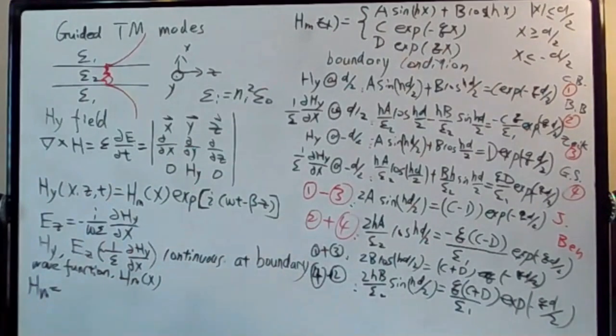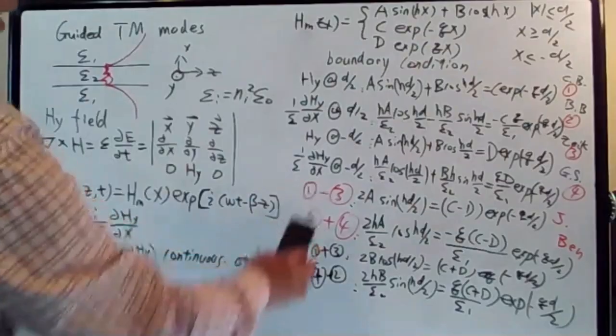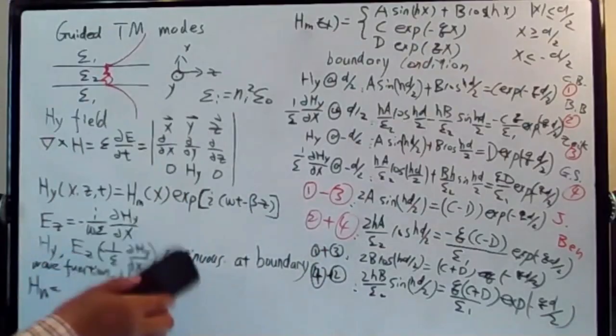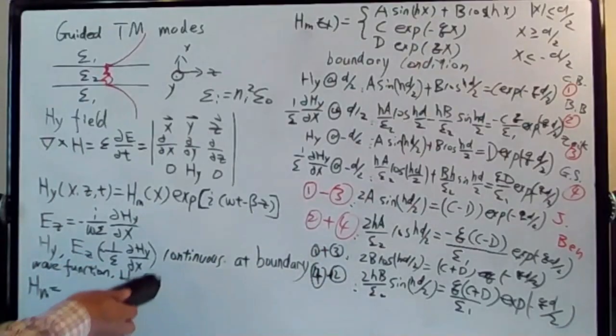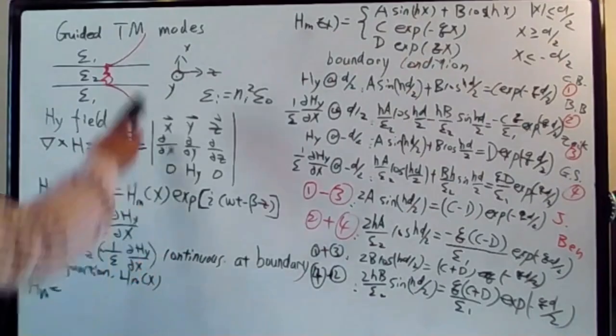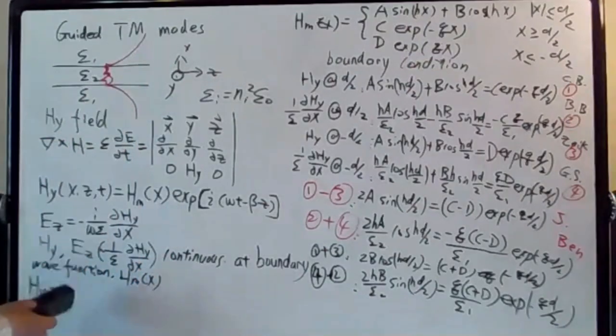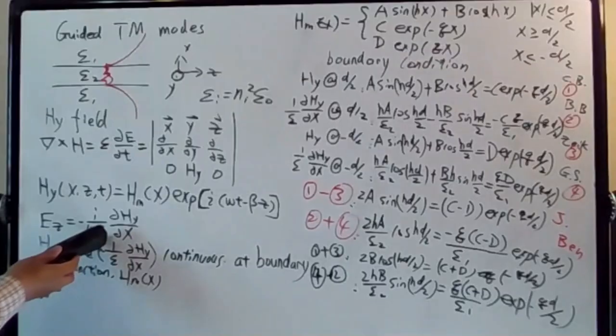Are we all good? Do we need more time to write it down? Okay, I think we're good. So let's come back. That's what we learned. Last class we were only looking at TE. Now we look at TM, because of this epsilon falling down.